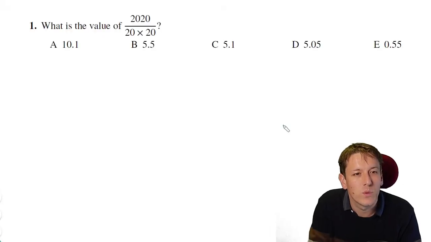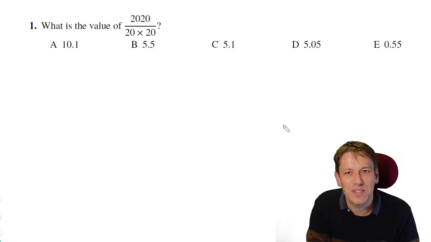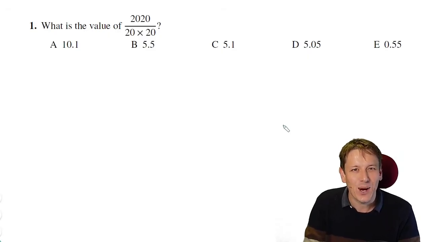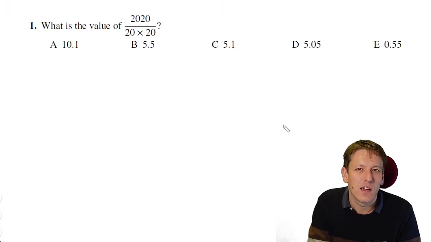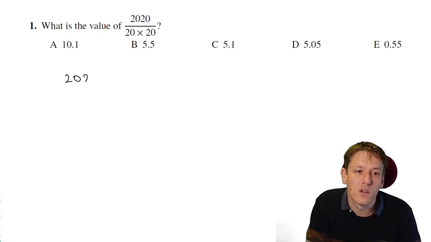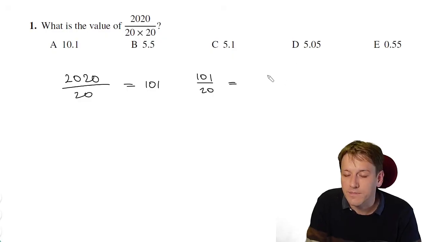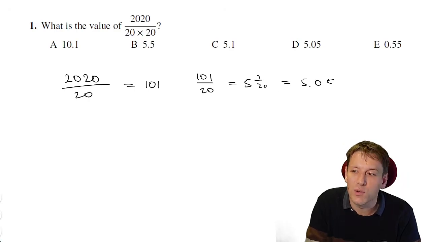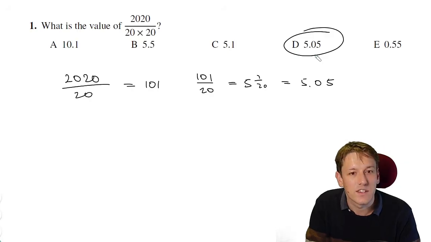In question 1, we want to work out the value of 2020 divided by 20 times 20. They always try to get the current year in the paper somewhere in these challenges. There are different ways you could approach this. My first instinct is to think of this as 2020 divided by 20 and then divided by 20 again. So 2020 divided by 20 gives us 101, and then 101 divided by 20, well, that's 5 and 1/20th, or 5.05, and we can get to the answer straight away like that.